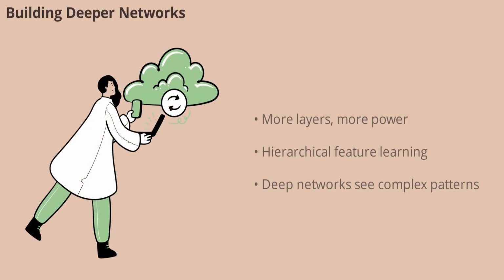CNNs become more powerful as we add more layers. Each new layer learns to recognize more complex features, building on the information from previous layers. Early layers might detect simple edges, while deeper layers can identify shapes, textures, or even entire objects. This hierarchical structure is what makes CNNs so effective for image recognition. The deeper the network, the more detailed its understanding of the image.